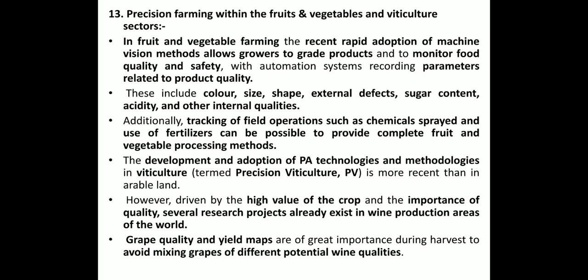Then, development and adaptation of PA technology and methodologies in viticulture. The term viticulture relates to the cultivation of grapes, and precision viticulture, that is PV, is more recent than in arable lands. However, driven by the high value of the crops and the importance of quality, several research projects already exist in production areas of the world. Grape quality and yield maps are of great importance during the harvest to avoid the mixing of grapes of different potential wine qualities. This is a major technology used in fruits, vegetables and viticulture.